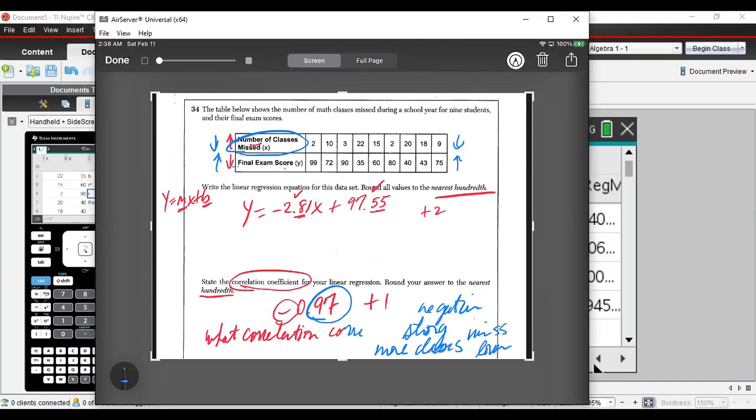All right, that's it. That's what this is all about: the correlation coefficient. Let's see how long that took. About 6 minutes. That's how you would do it. Let me end this.